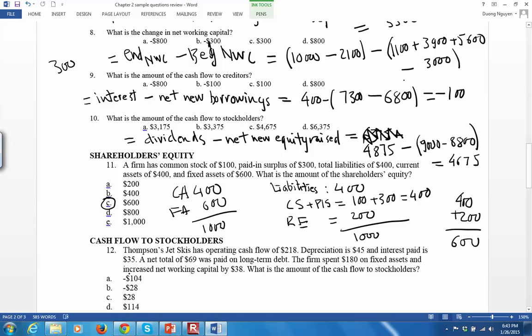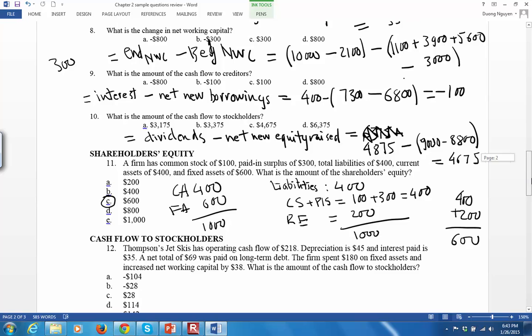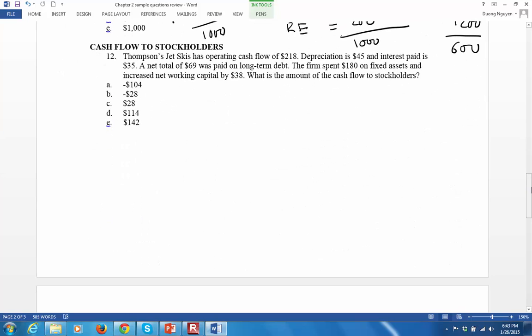Now, last question. Number 12. You have operating cash flow, OCF, equal to 218. You have depreciation equal to 45. You have interest equal to 35. A net total of $69 was paid on long-term debt. The firm spent $180 on fixed assets and increased net working capital by $38. What is the amount of cash flow to stockholders?